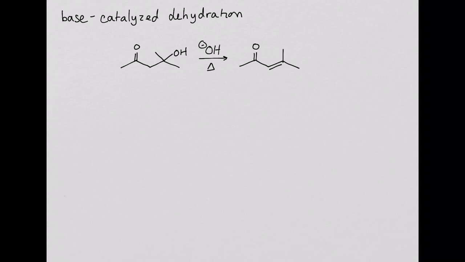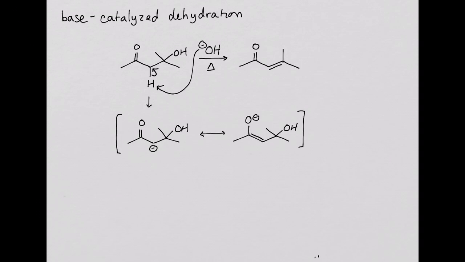Next, we will consider the base-catalyzed dehydration mechanism. In the first step of the mechanism, base deprotonates at the alpha position to form the enolate. This enolate ion is resonance stabilized. In the final step of the mechanism, the ketone reforms to create the conjugated double bond, kicking off the hydroxide leaving group to form the dehydrated aldol product.